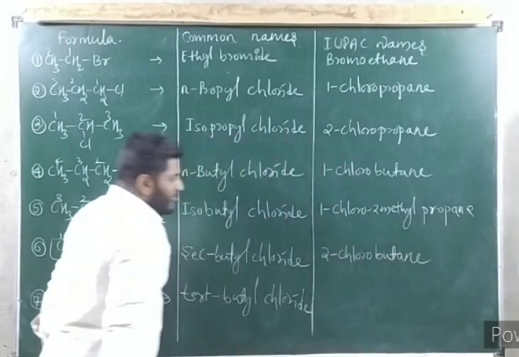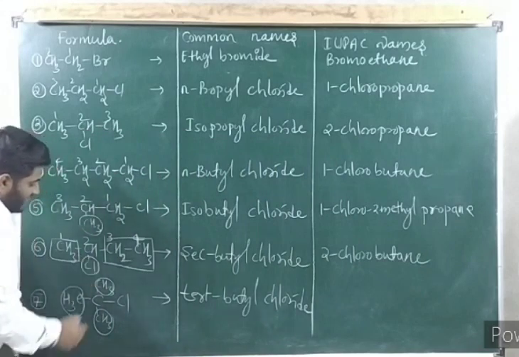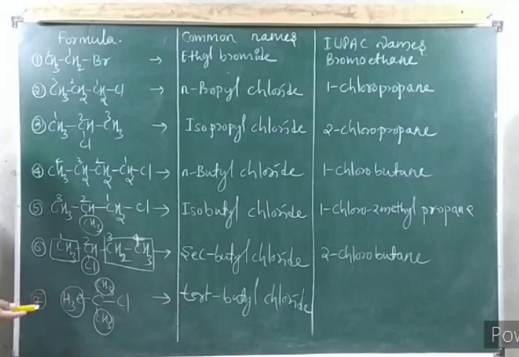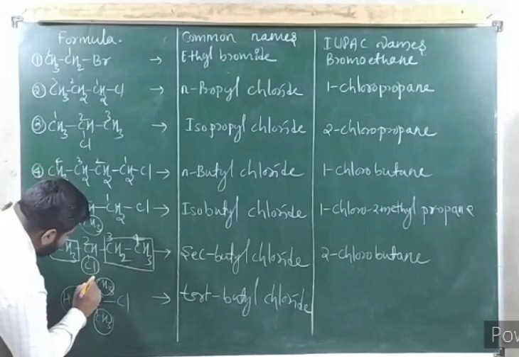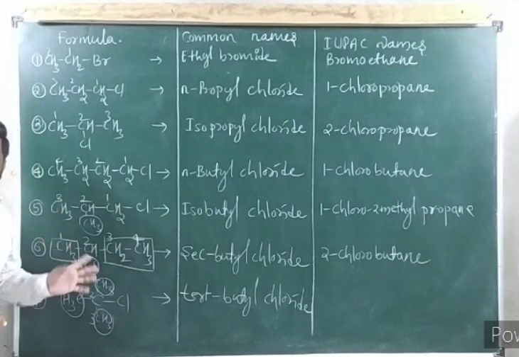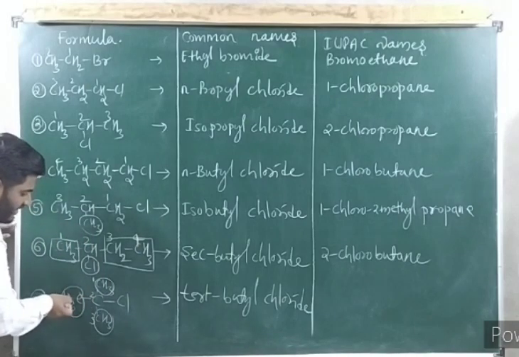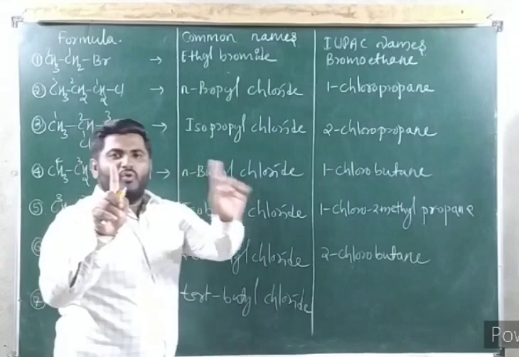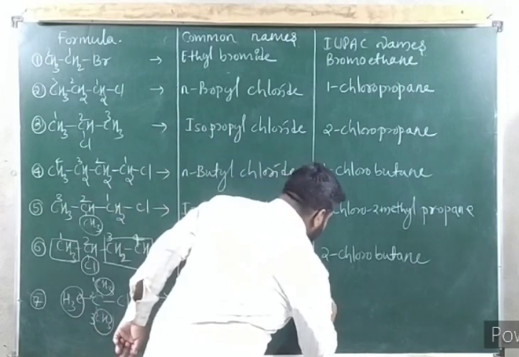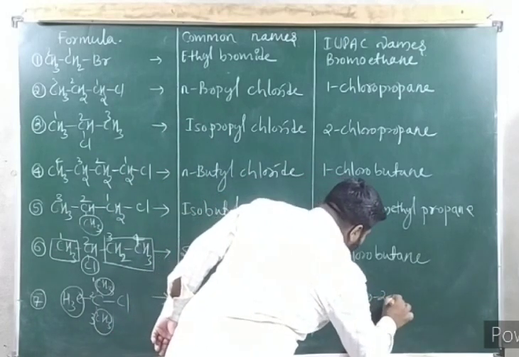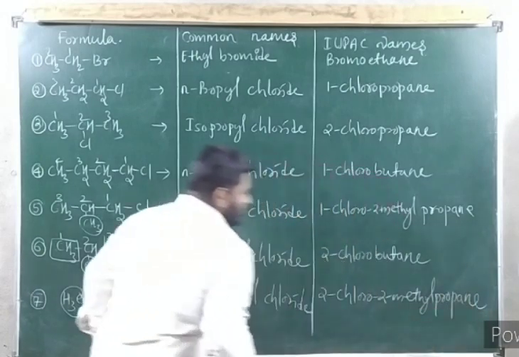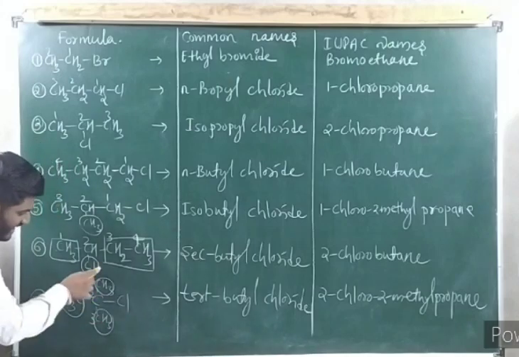What about the IUPAC name of the last one? Again select the longest carbon chain. Either 1, 2, 3 straight chain, or you can say 1, 2, 3 this chain. In all cases you are getting the same. So I will select the same straight chain. 1, 2, 3. You can select bottom to top also. In all cases you will get the same name. Second position methyl, second position chloro. Chloro, methyl. Alphabetical order, which will come first? Chloro, C only, no? So it is 2-chloro-2-methylpropane, because 3 carbon, see here. 1, 2, 3.